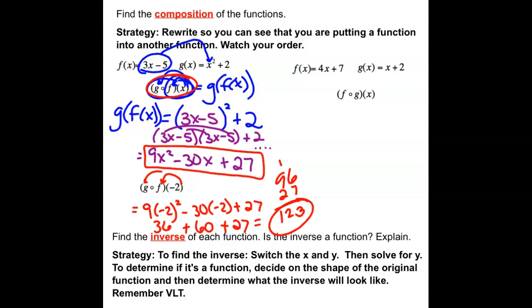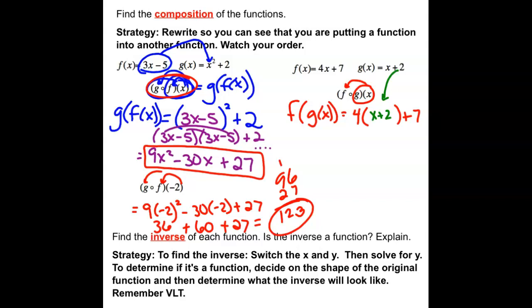Okay, for the next one, we have function f is 4x plus 7. Function g is x plus 2. We are finding this time f of g. That means we're putting g of x into function f. Okay, g of x is going into function f. So we're going to start with function f, and in place of our x, we're going to substitute in g of x.